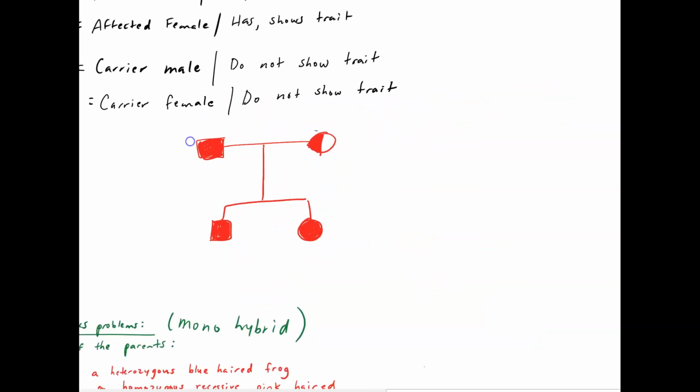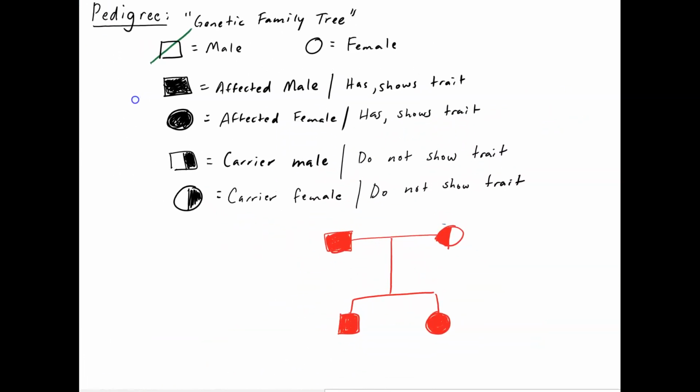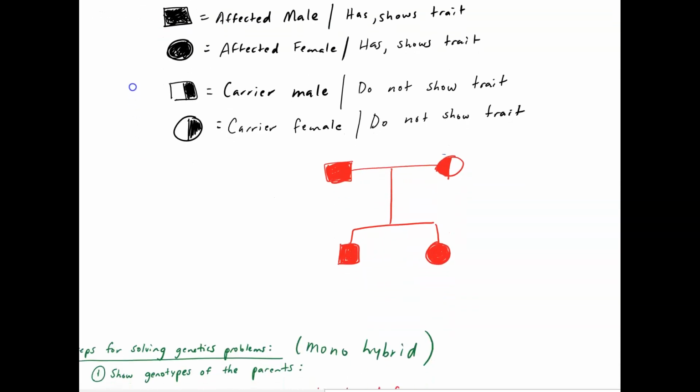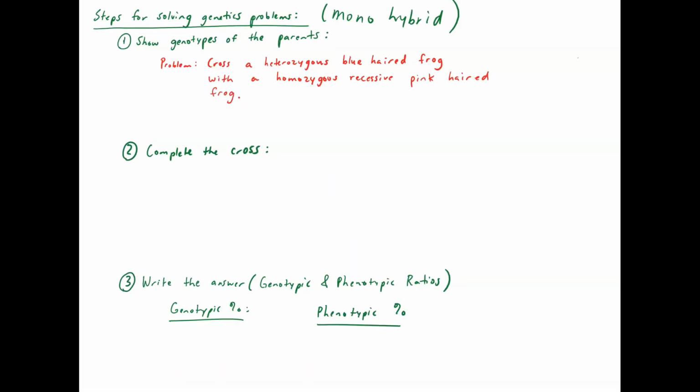All right, so this is, again, just what a pedigree is. We're going to spend a lot more time on pedigrees in the coming weeks, especially as we get into evolution, as we look at how traits are passed on from generation to generation. All right, now we are going to start the process of solving these problems.